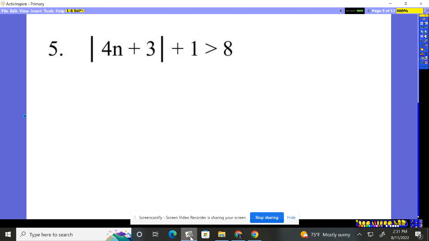Problem 5, greater than 8. We want to be more than 8 away. More than 8 away. So if here you are, we want to be more than 8 feet away. So we could be going that direction or that direction, which means we're going to end up with an or situation. And we know that because it's greater. So that always means or.